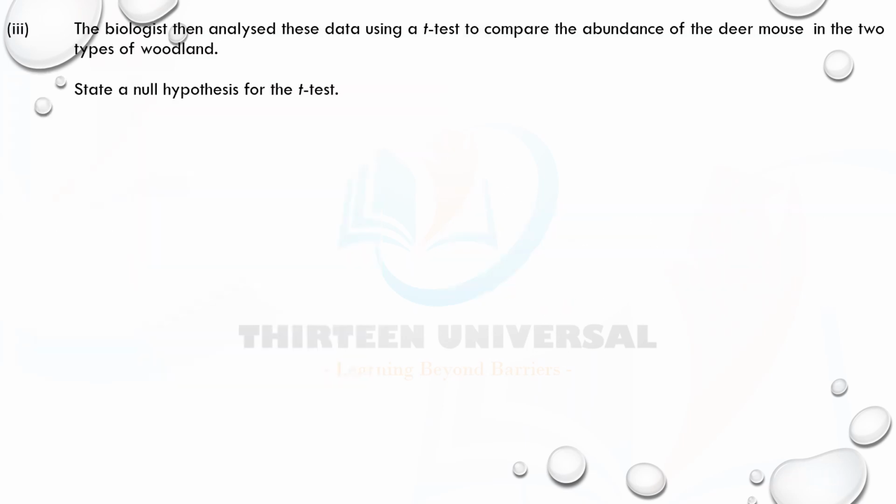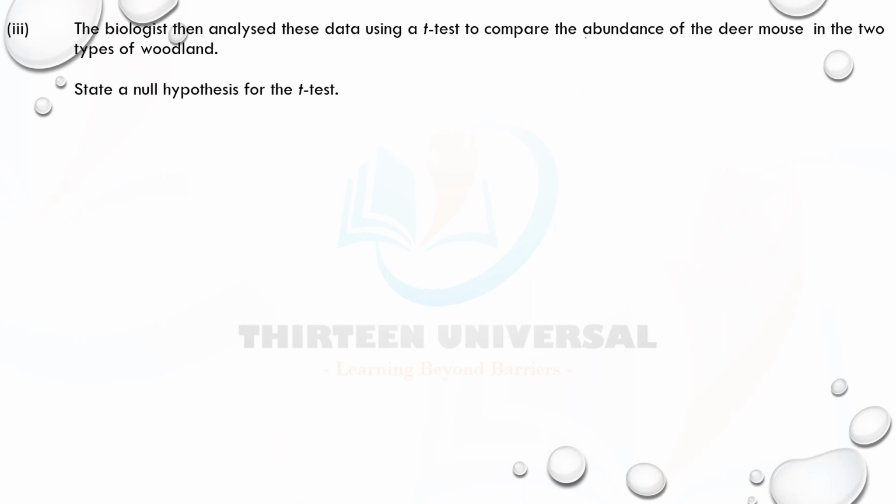The biologists then analyze this data using a t-test to compare the abundance of the deer mouse in the two types of woodland. State a null hypothesis. So null hypothesis, all right, the abundance. Pause the video and try it.